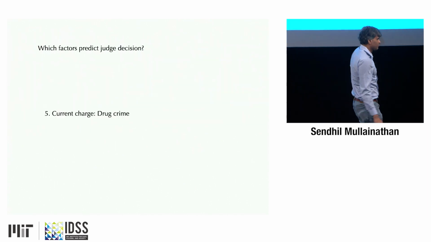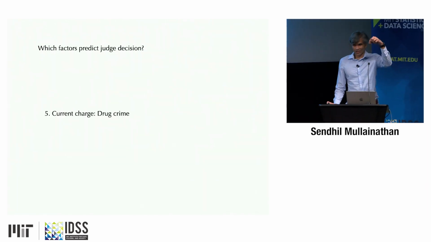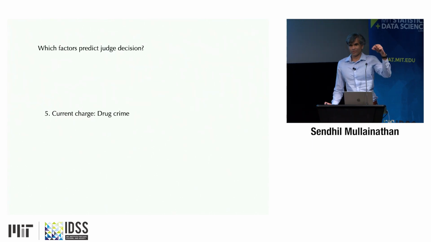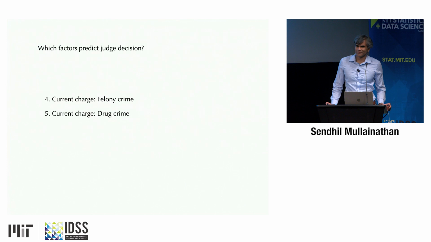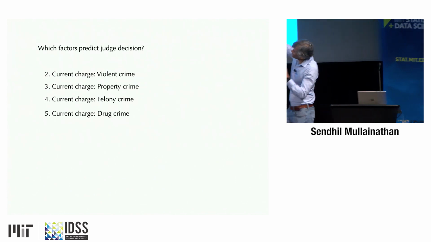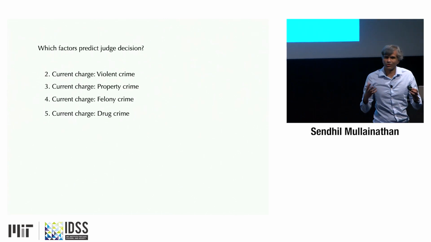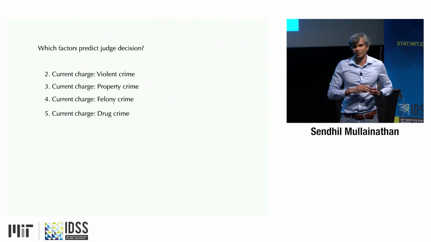So the fifth most important variable is current charge, drug crime. In other words, is the current thing that the person has been arrested for a drug crime? The 4th, oh, it's interesting: current charge felony crime. The 3rd, oh, so you're starting to see a pattern here. 2nd, oh, it's really, okay. Now you see the things judges really care about. It's the current charges. In fact, these 2 through 5 have led some legal scholars to talk about how there is a current charge bias on the part of judges.